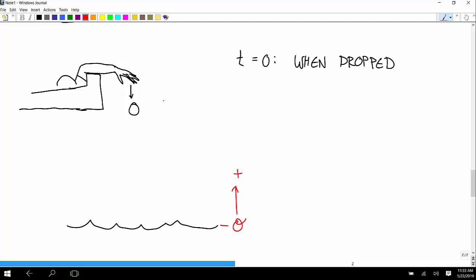We could do the same thing, put our 0 position at the point where the rock is dropped, put the positive direction down, and we'd get the same information out of it, although the numbers that we calculated would look a little different. We'd have to think about it to make them match up. So position equals 0, I'm going to say it's at the water. The positive direction, I'm going to say it's up.